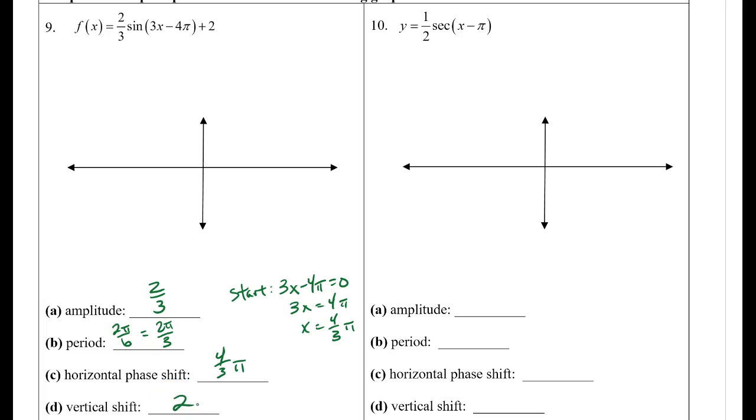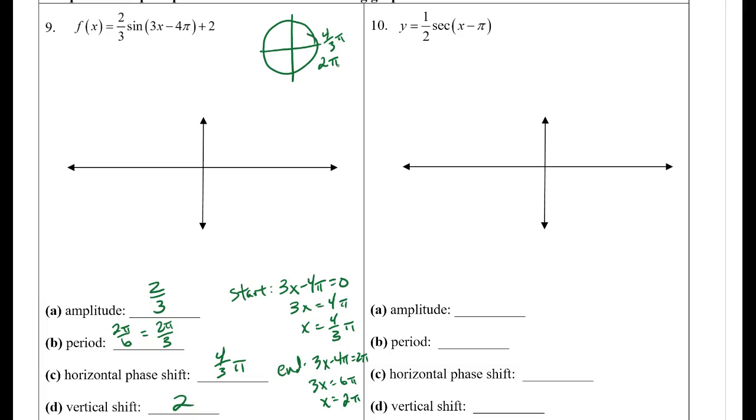And we have pretty much everything we need other than an ending point, which is 3x minus 4 pi equals 2 pi. So 3x is equal to 6 pi, so x is equal to 2 pi. So one revolution starts at 4/3 pi, ends at 2 pi. Very similar to what we did in class. I'm going to draw a little unit circle here, see if I can figure out my intervals. I got 4/3 pi is my start, 2 pi is my end.